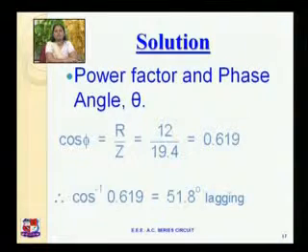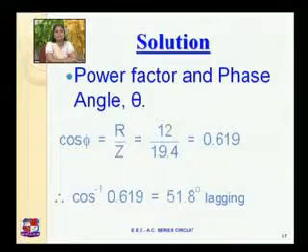Now we have to find the power factor and phase angle theta. So equation of power factor is known to us: cos phi, which is power factor, is equal to R by Z. R is the resistance of the circuit and Z is the impedance of the circuit. So cos phi is equal to 12 divided by 19.4. So your answer is 0.619. So cos inverse of this will give you the angle. So cos inverse 0.619 is equal to 51.8 degree lagging. The power factor is lagging.